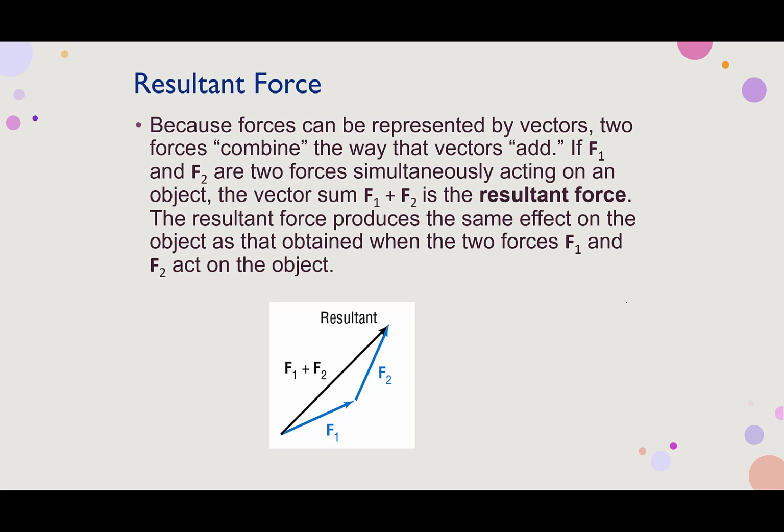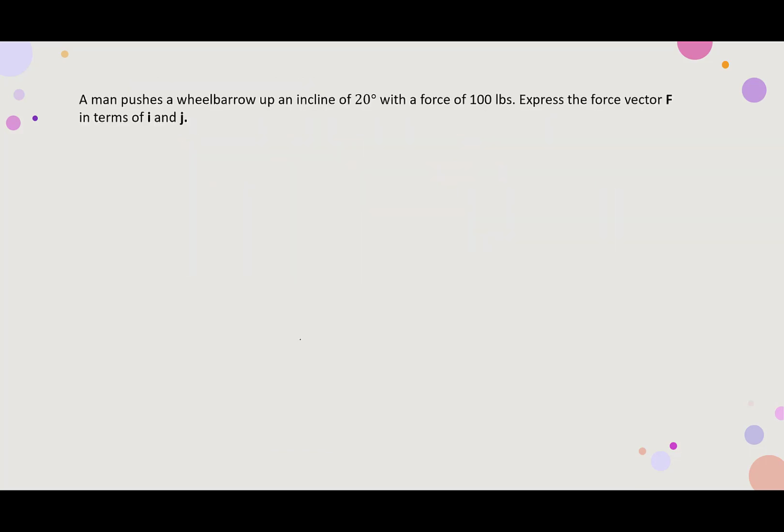So it says what happens when I have two forces acting on something? They combine, right? This resultant force produces the same effect on the object that the two did individually. So it's just getting this sum here, F1 plus F2 is our resultant force. So let's look at something like that.